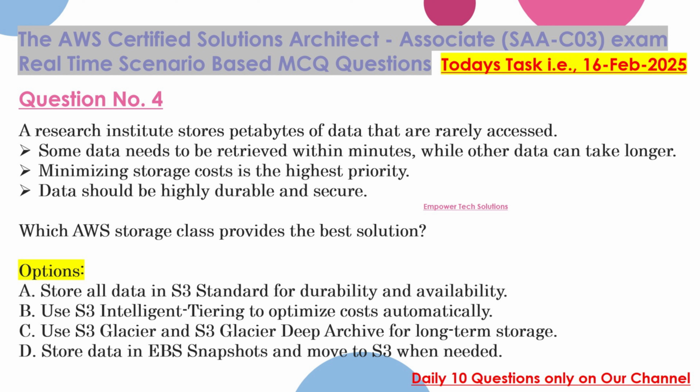Options: A. Store all data in S3 Standard for durability and availability. B. Use S3 Intelligent-Tiering to optimize costs automatically. C. Use S3 Glacier and S3 Glacier Deep Archive for long-term storage. D. Store data in EBS snapshots and move to S3 when needed.